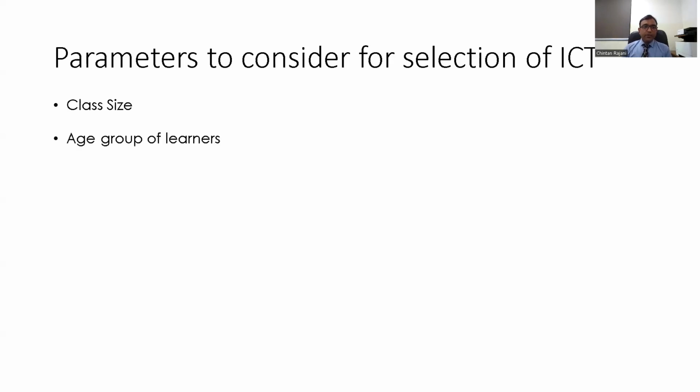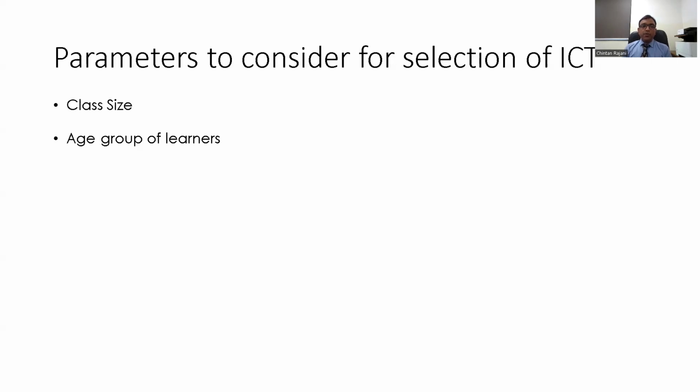Second, age group of learners. As we all know, teaching with technology is of paramount importance for all groups of learners, whether they are pre-K students, primary school students, secondary school students, or learners from higher education. But depending on the age group of learners, their cognitive ability and thinking ability differ.